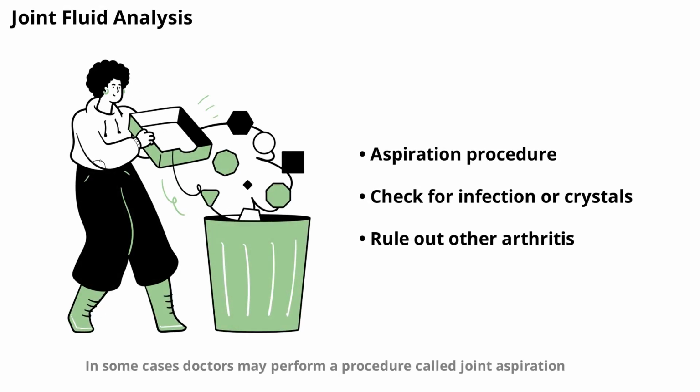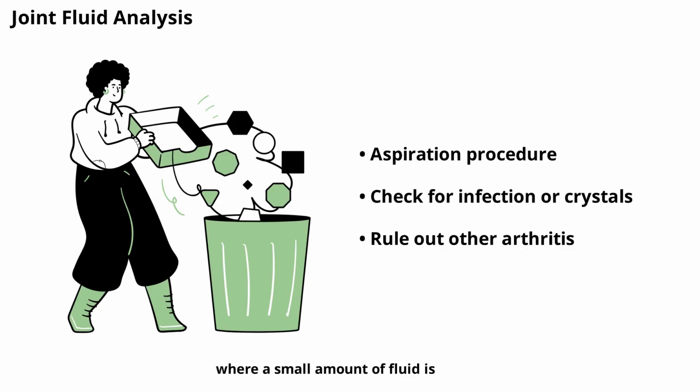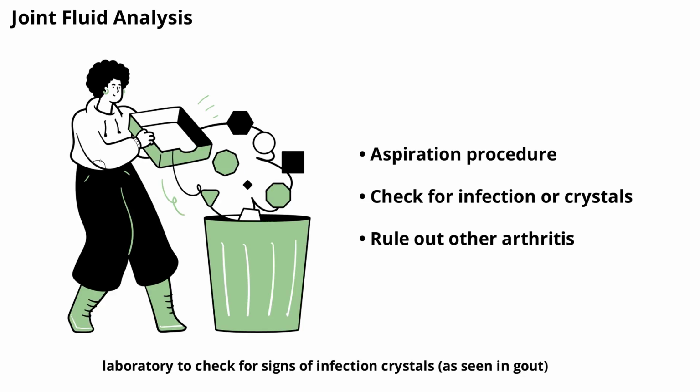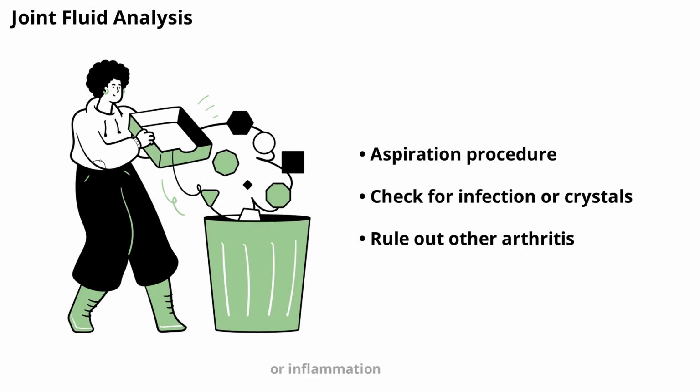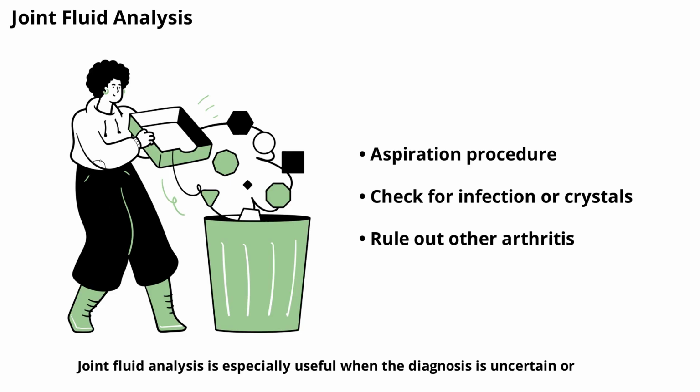In some cases, doctors may perform a procedure called joint aspiration, where a small amount of fluid is withdrawn from the affected joint using a needle. This fluid is then analyzed in the laboratory to check for signs of infection, crystals as seen in gout, or inflammation. Joint fluid analysis is especially useful when the diagnosis is uncertain or when infection or other types of arthritis need to be ruled out.